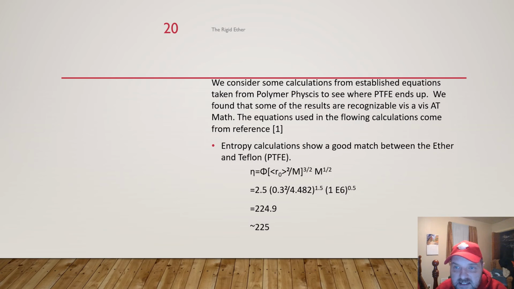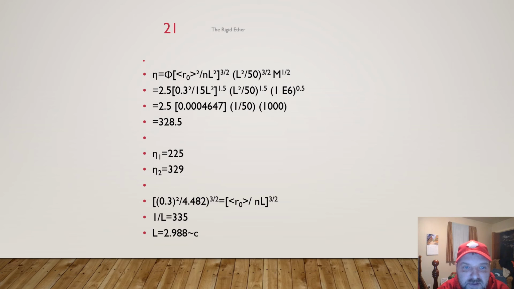So we consider some calculations from established equations taken from polymer physics to see where the PTFE ends up. We have found that some results are recognizable vis-a-vis AT math, or astrotheology math. The equations used in the following calculations come from reference one. The references are listed at the end of the paper, at the end of this talk. So there's a formula for entropy calculations. 225 is the result from that entropy calculation. And then 329, and we end up with L equal to 2.988, which is approximately equal to the speed of light, which is 2.9979.